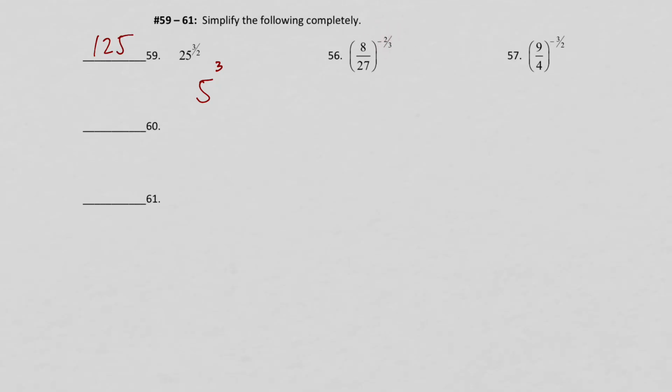Here I have 3 things happening in the exponent. The first thing I'll do is the negative, which inverts this. So this becomes 27 over 8, but now it's to the positive 2/3. We just got rid of that. Now we have positive 2/3.